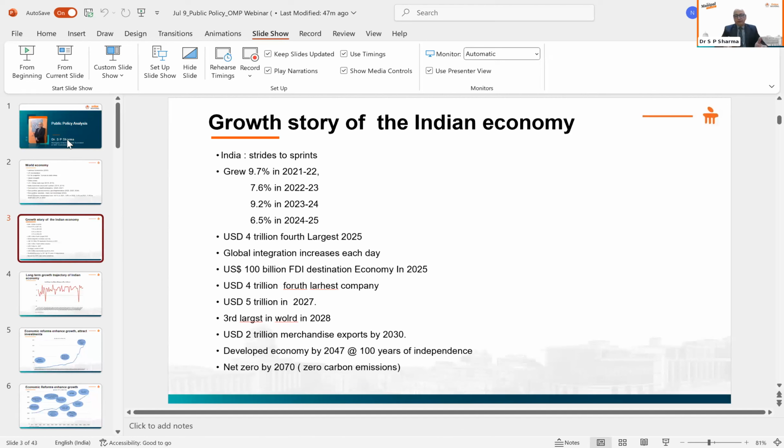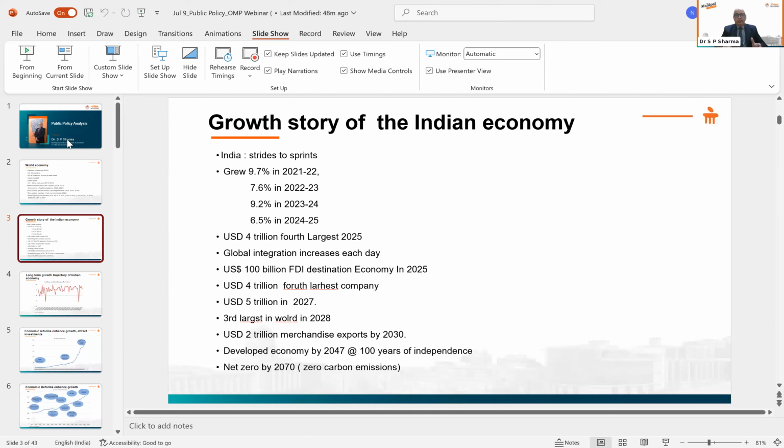The Indian economy is now very resilient, and we have observed that in the post-COVID years, India's GDP is growing on a solid trajectory. We grew at 9.7% in 21-22, thereafter 7.6% in 22-23, 9.2% in 23-24, then 6.5% in 24-25. And now we are a $4 trillion economy and the fourth largest economy in the world economic system. So our global integration is also increasing each day.